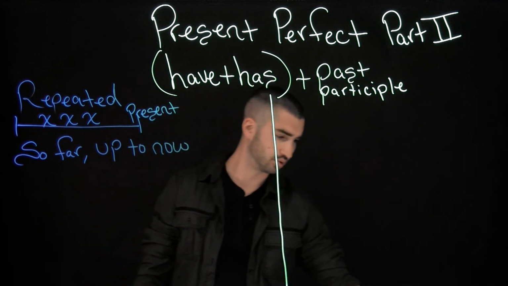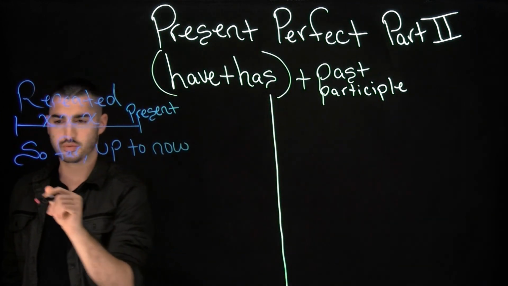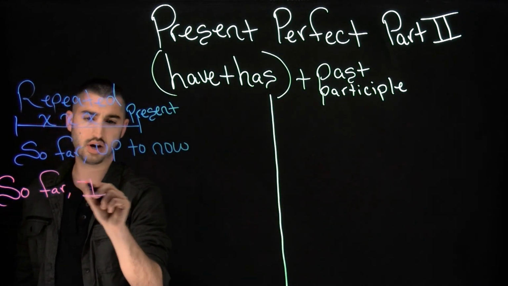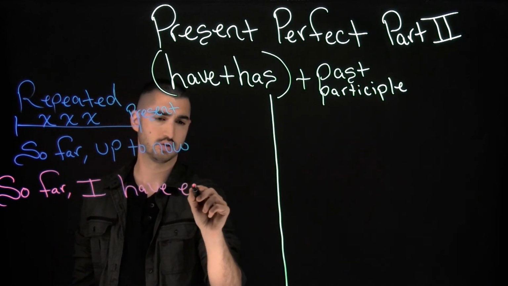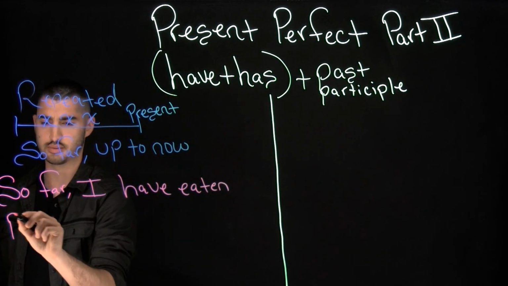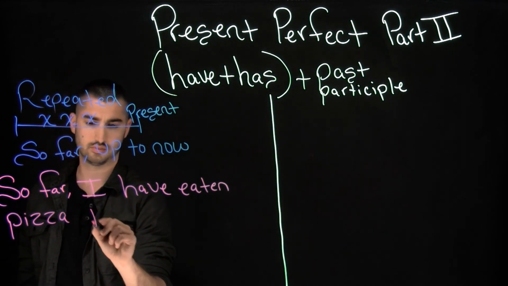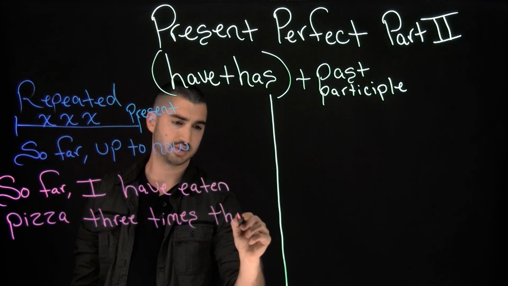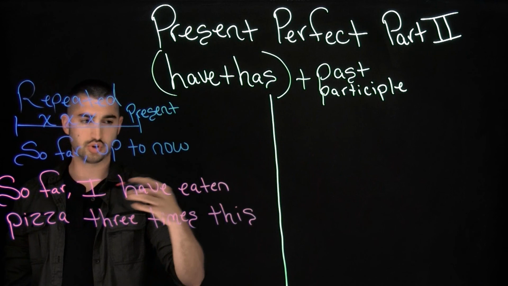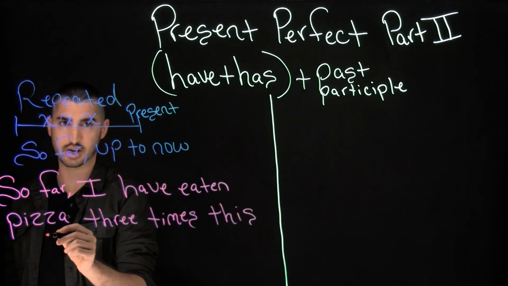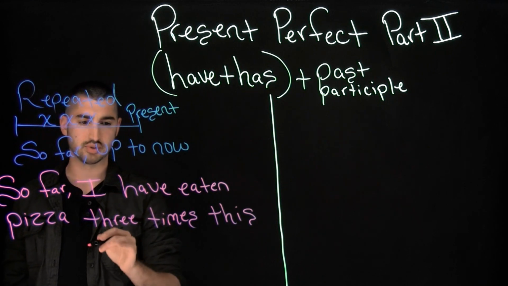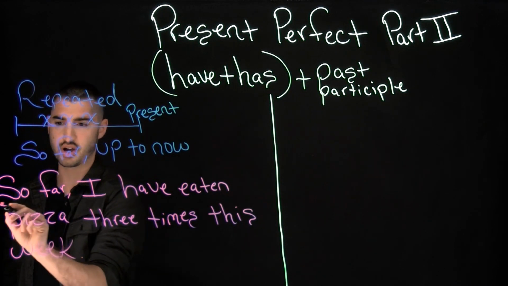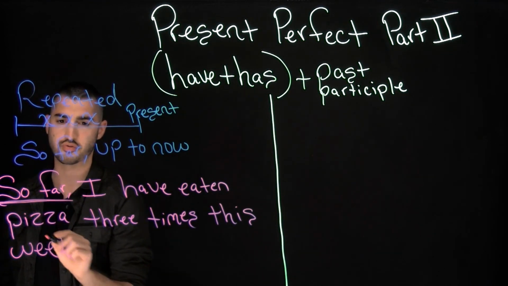So let me give you an example sentence. So I'm going to say, so far, I have eaten pizza 3 times this week. So this sentence shows that so far this week, I've eaten pizza 3 times. So it's a repeated action that has happened in the past. And I use my signal phrase here, so far.